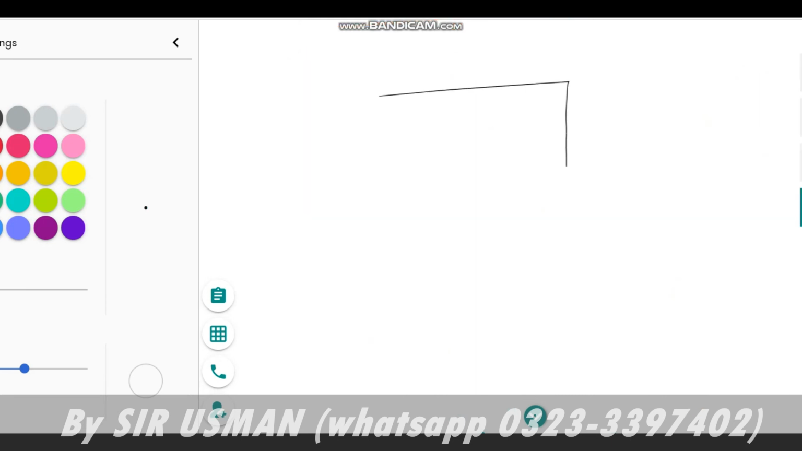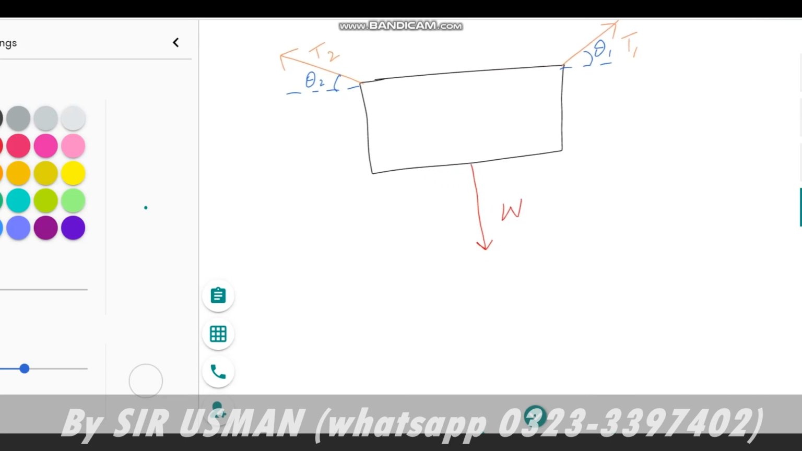So let's say we have the object again, the photo we have with the wall. This is tension 1, this is tension 2, and we have the angles with it, theta 1 and theta 2. And the weight is in the downward direction. These are the forces. Now we are going to draw the free body diagram for it.